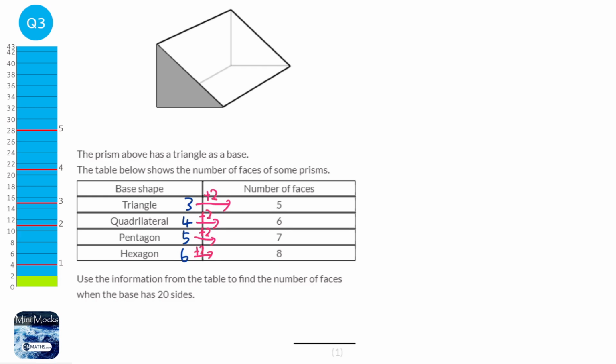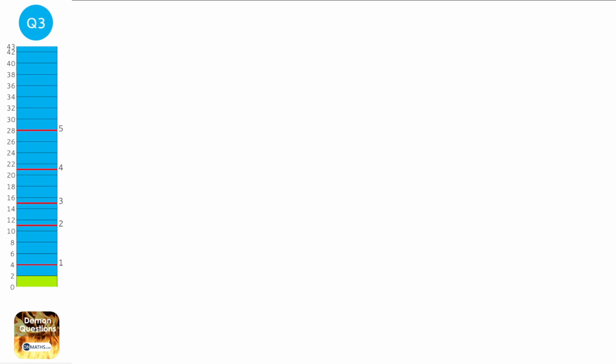So if we've got 20 sides, and we just do the same thing, so we're just adding 2, then we should have 22 faces. So our answer is 22.